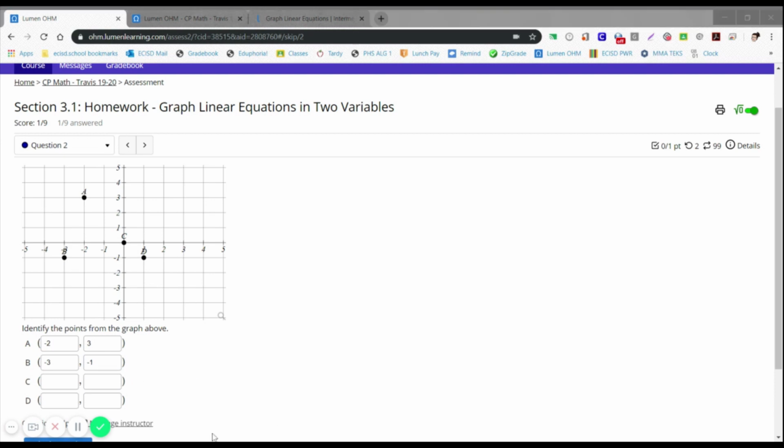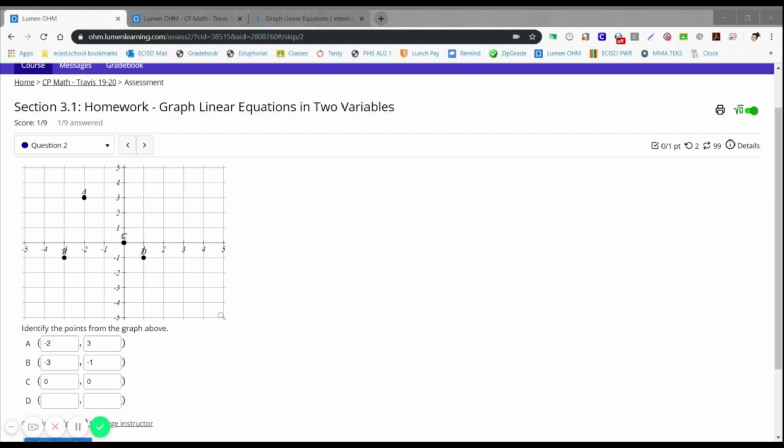This makes the coordinates for B -3, -1. Next is point C. I don't need to move left or right, so the x-coordinate is 0. I also don't need to move up or down, so the y-coordinate is also 0. This means that C is located at the origin with coordinates 0, 0.